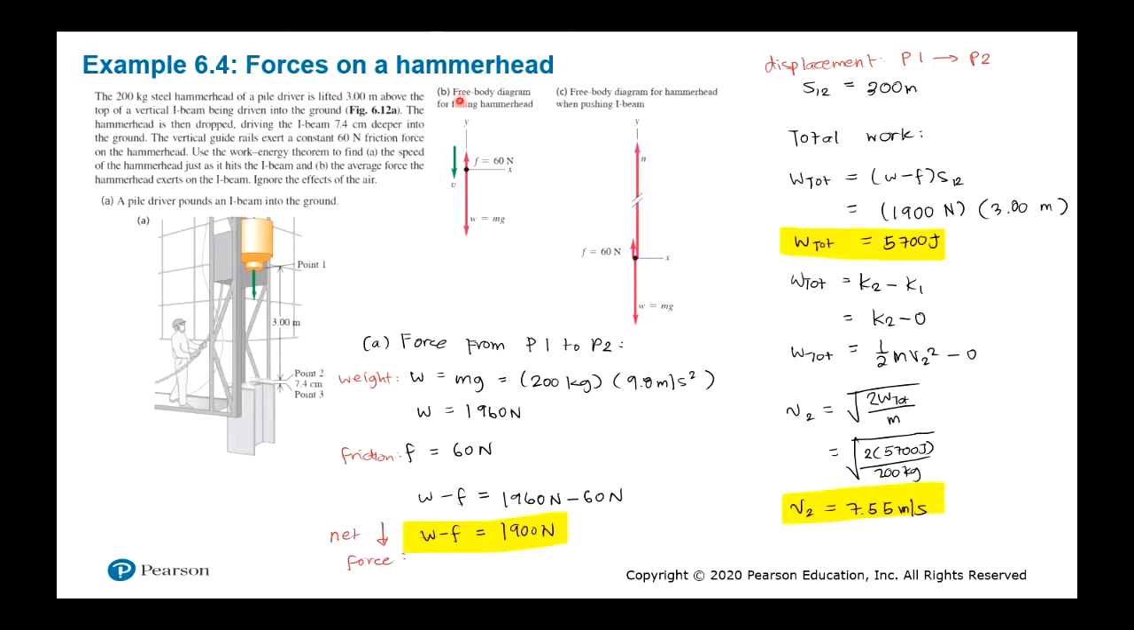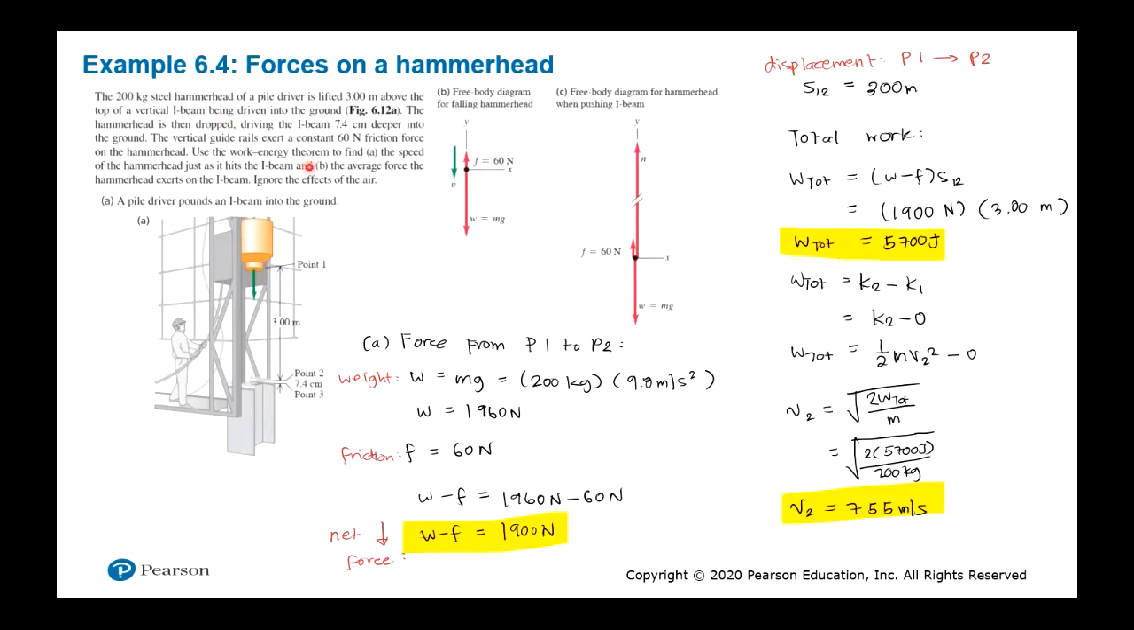So the free body diagram for the falling hammerhead includes the frictional force of 60 newtons and the weight, and its velocity is going downward. And then we have the free body diagram for the hammerhead when it pushes on the I-beam. So we still have our frictional force of 60 newtons and the weight mg. Then we have the normal force.